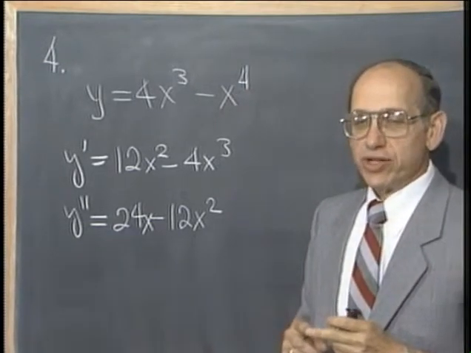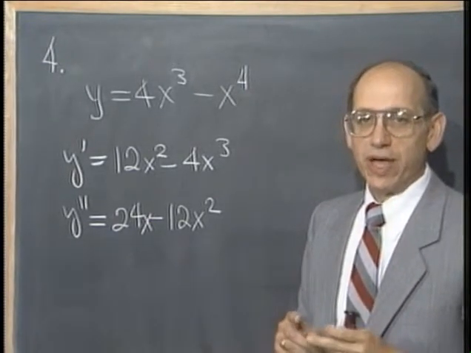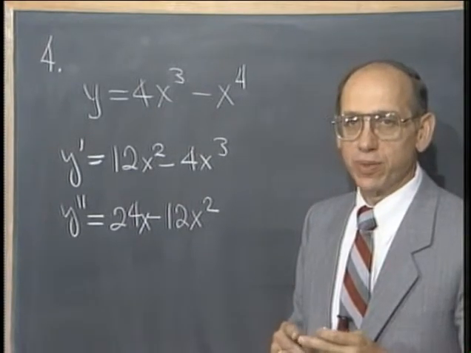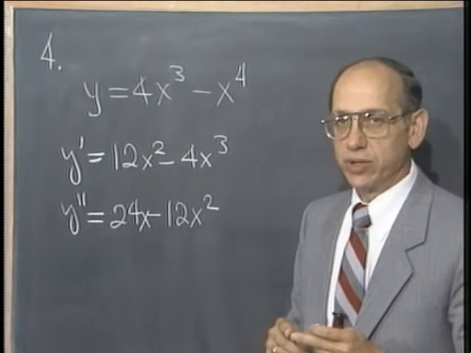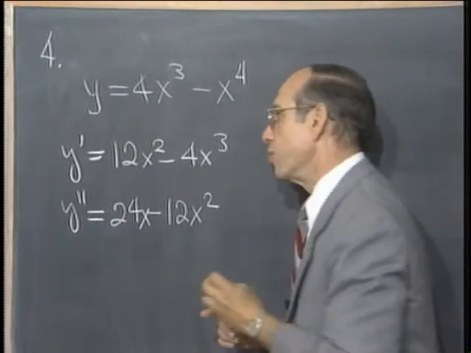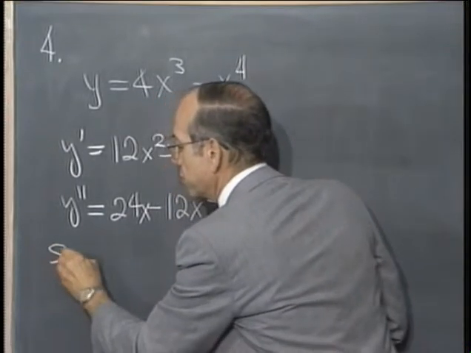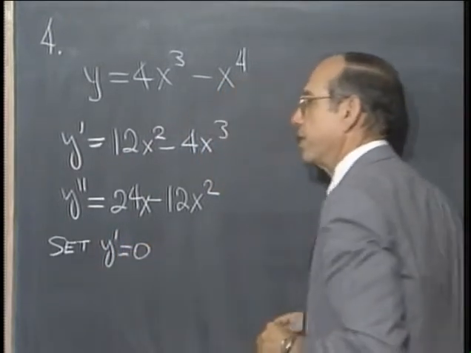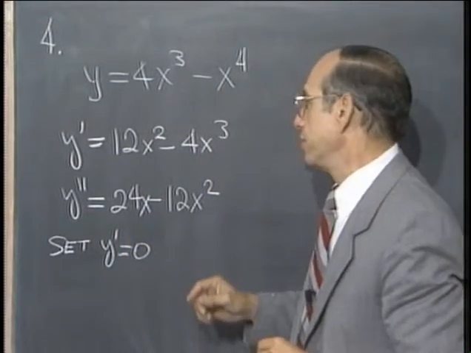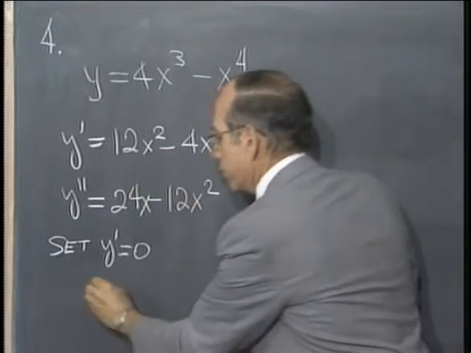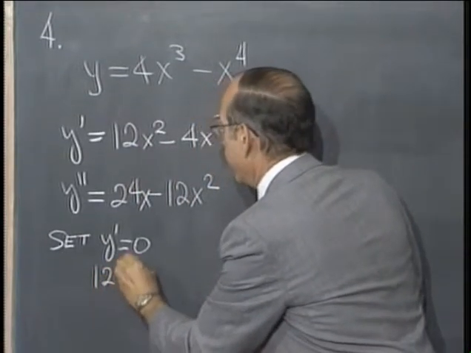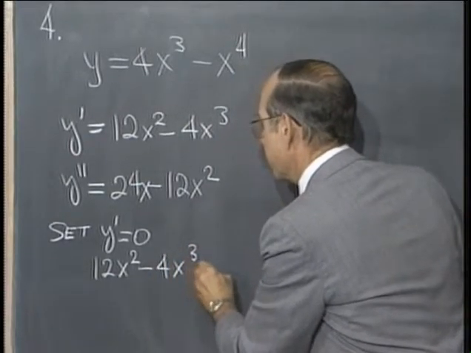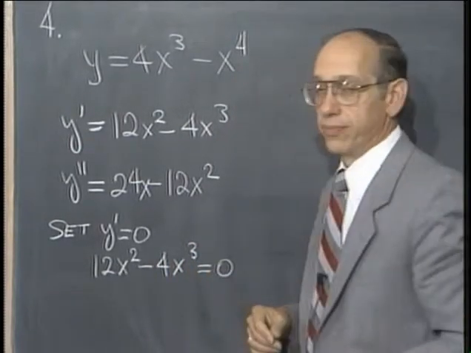We want to check first for relative maximum and relative minimum. To do that, we have to look for the critical points. Critical points are places where the first derivative is equal to 0. So let's set y prime equal to 0 and try to solve for x. Here's y prime. It's 12x squared minus 4x cubed, and that has to equal 0.